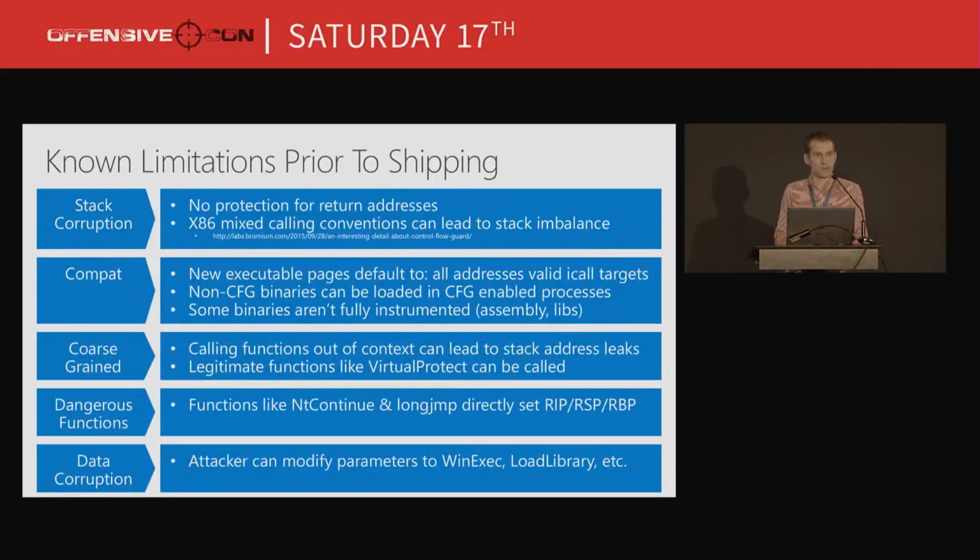There's also a number of compatibility-related issues because when you work at Microsoft, you can't ship a mitigation if it breaks all existing software. So as a result, we have certain things such as anytime a process creates a new executable code page, by default, all the virtual addresses of that code page will be marked as valid indirect call targets. Similarly, processes that support Control Flow Guard can still load DLLs that don't support Control Flow Guard.